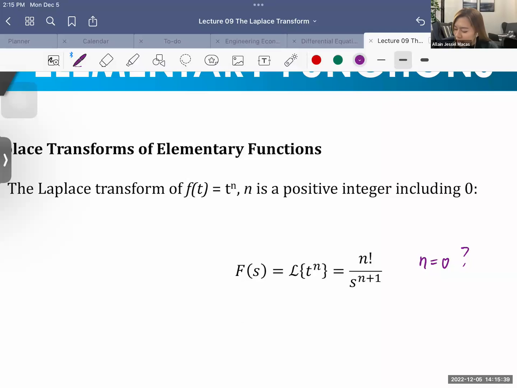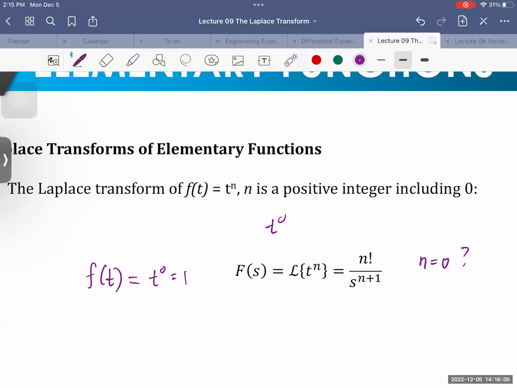Can it be applied? Yes, ma'am, it can be applied. So what is your f of t? It is 1 directly, correct. 1, because t to the 0 is 1. So the Laplace transform is 1 over s. Okay? Yes.